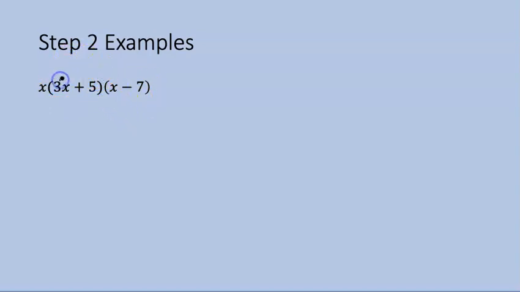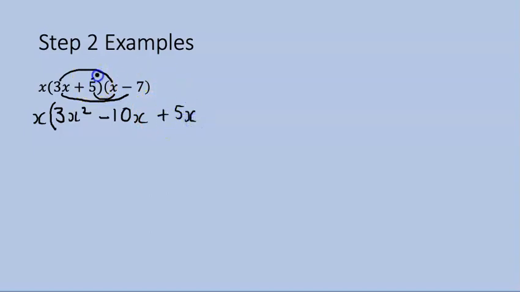So I'm going to do 3x times x, which is going to give me 3x squared. But I'm going to put a bracket over it because I know x is going to be on the outside here. And then I do the same as what I did before. 3 times minus 7 gives me minus 10x. 5 times x gives me 5x. And then 5 times minus 7 is minus 35.